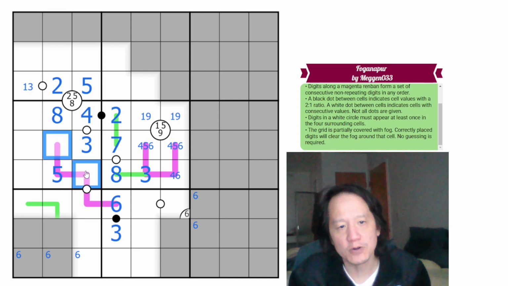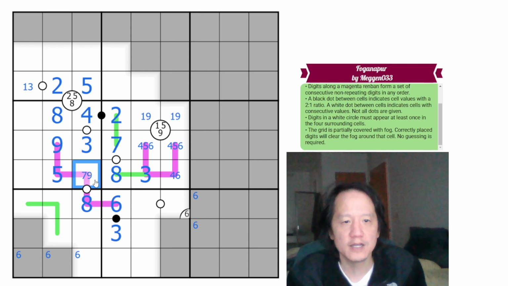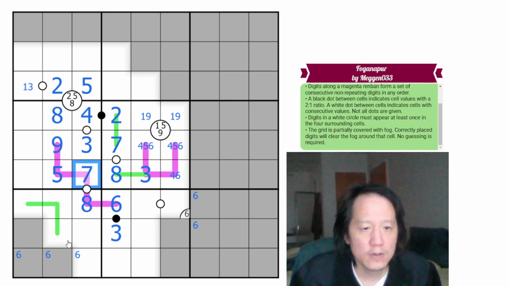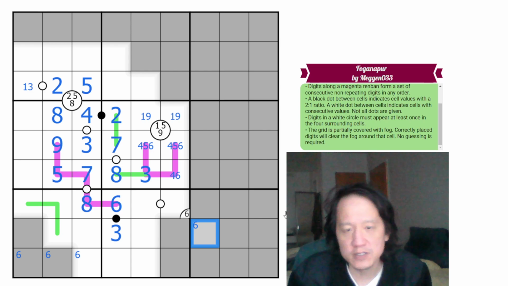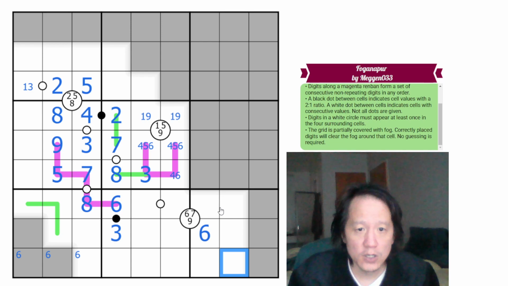8 can't be here or here, therefore this must be 8, which makes this 7 or 9, and this 7 or 9, but this can't be a 7. Therefore, this must be 9, and this must be 7. Let's see, what else do we have? This can't be 6 anymore, therefore this has to be the 6. To complete the quad, we have to have a 7 or 9 here somewhere.